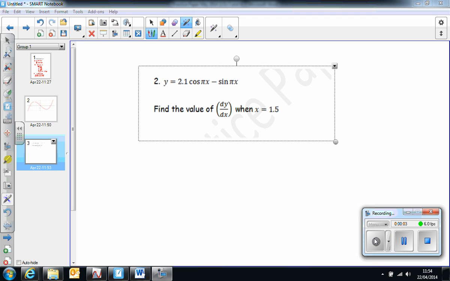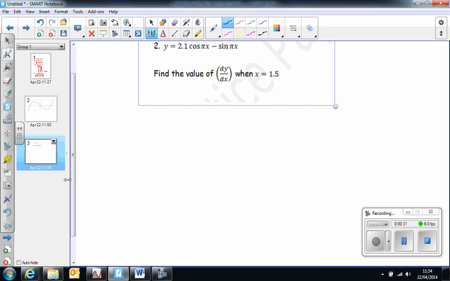Okay, so this is practice paper for 2014, question number 2. Again, we're asked to differentiate this function. Find the value of dy by dx when x equals 1.5. So we're going to differentiate the function and then substitute a value for x. Let's have a look at the question.